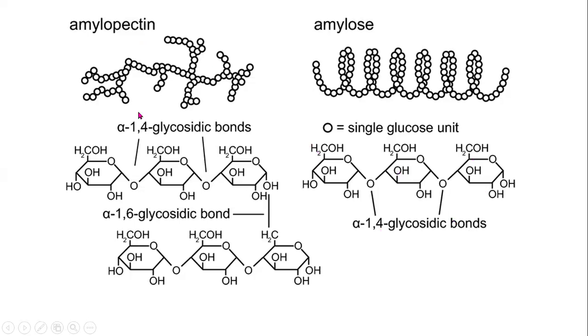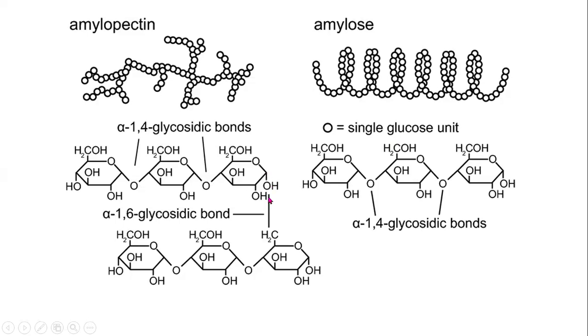Then for the amylopectin, this is the branched one. Remember, this is the amylose component, and this is the amylopectin. This is 13 to 20%, and this is 80 to 87%, right? So the amylopectin is branched, okay? In the normal chain, it has alpha 1,4 glycosidic bonds, just like the amylose. But along the way, it has a branch.